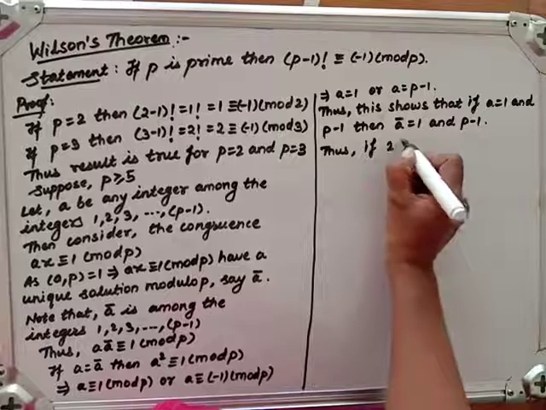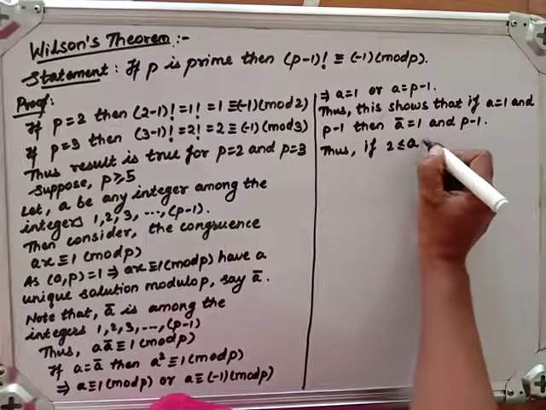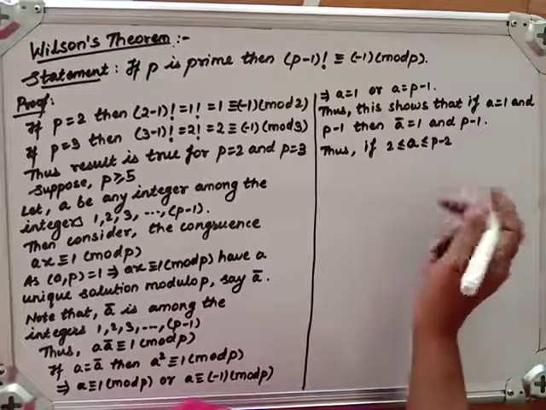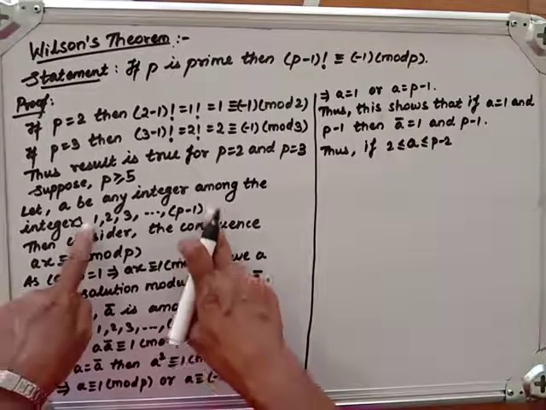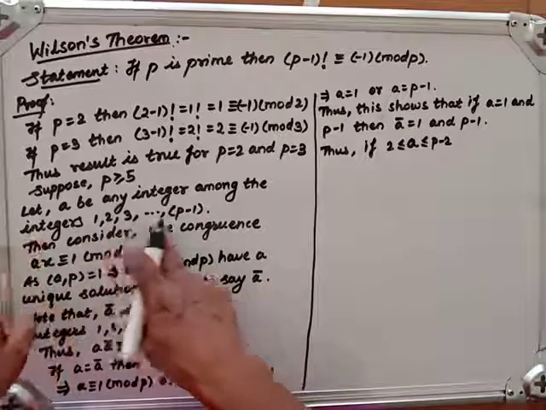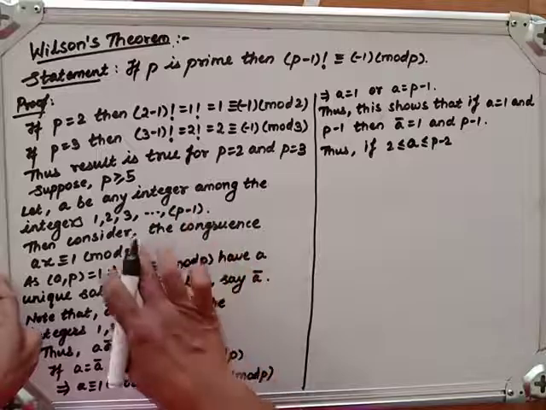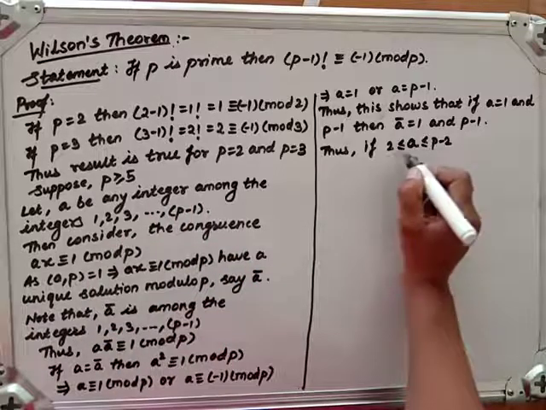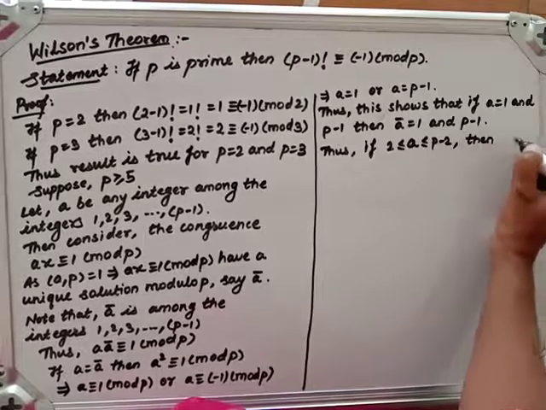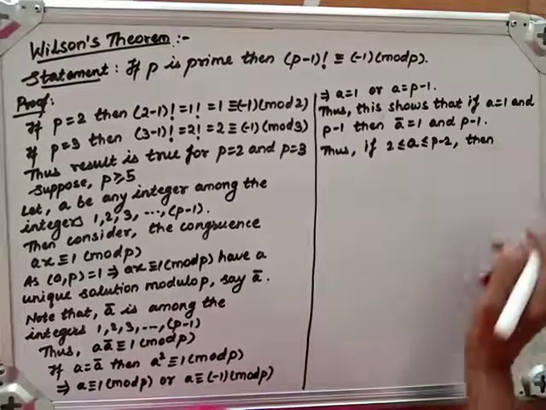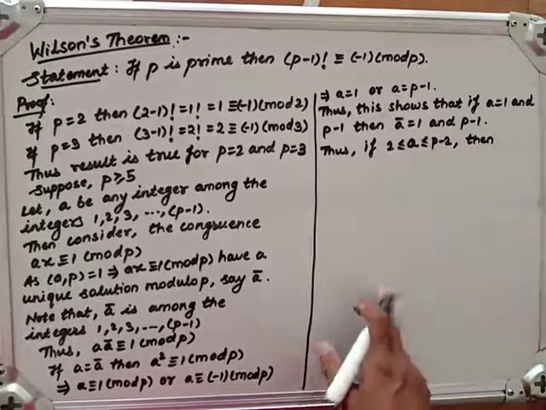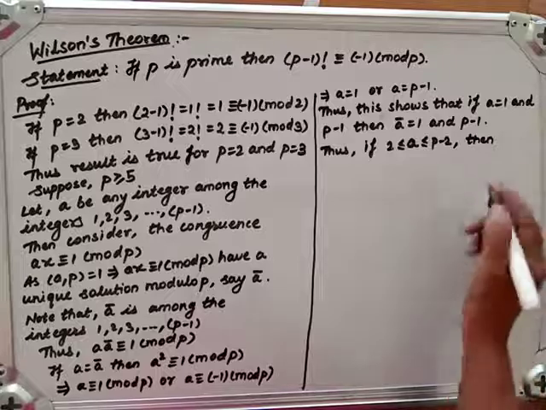Thus if a is between 2 and p minus 2, in between these, other than 1 and p minus 1, for these in-between integers, obviously before p minus 1, p minus 2 is there. So if a will be this one, then obviously there exists a bar. Yes, I have given an example. For 2, a bar will be 3. For 3, a bar will be 2.